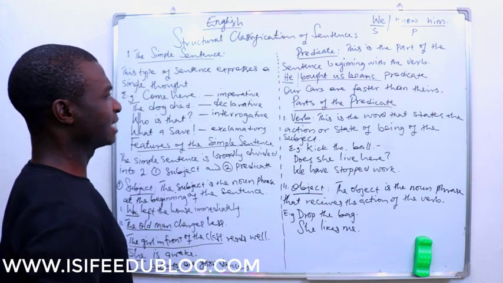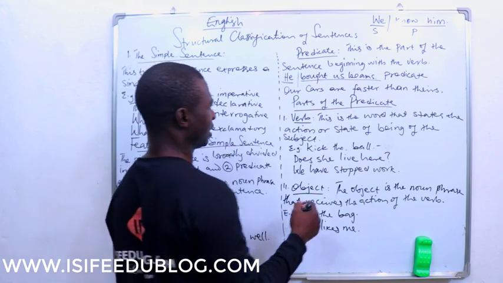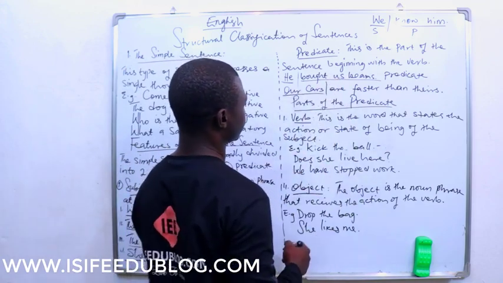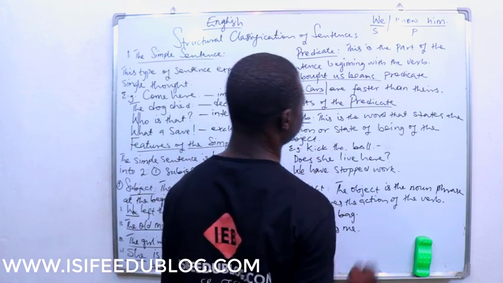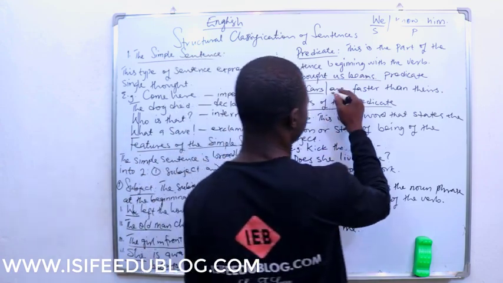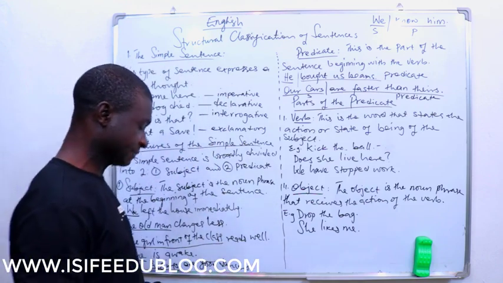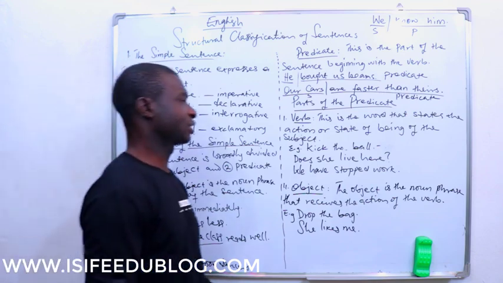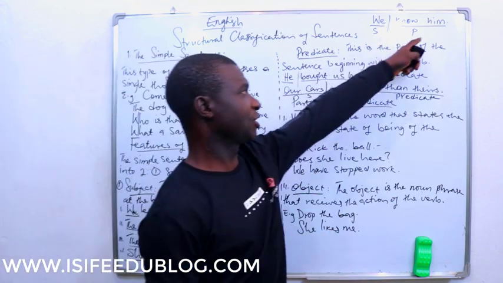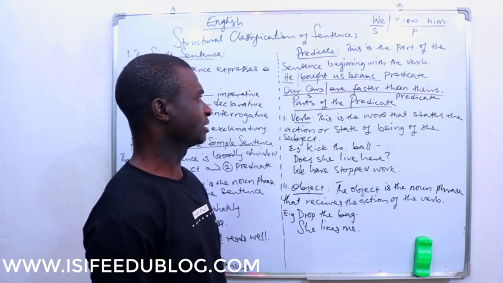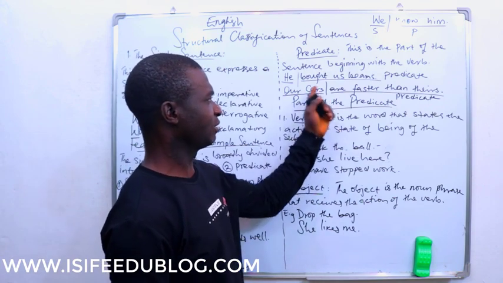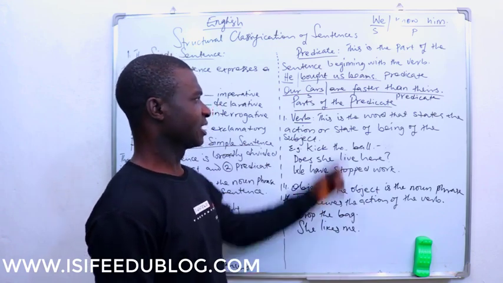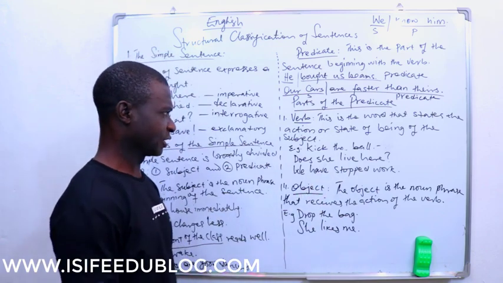Alright? Our cars are faster than theirs. Our cars, subject; are faster than theirs, predicate. So when you divide a simple sentence into two, you get the subject and the predicate. We know him. Know him is predicate. He bought us beans. Bought us beans is predicate. Our cars are faster than theirs. Are faster than theirs is predicate.